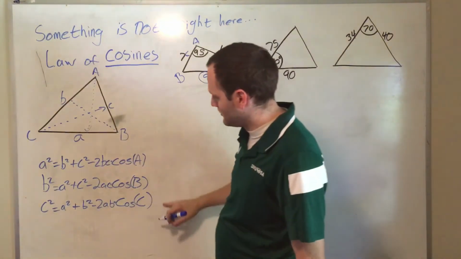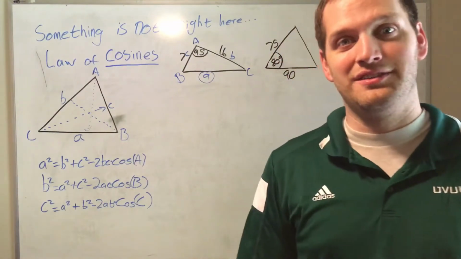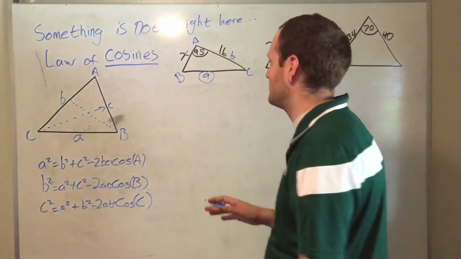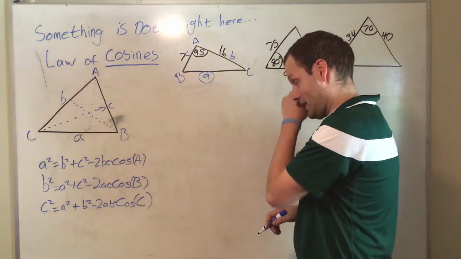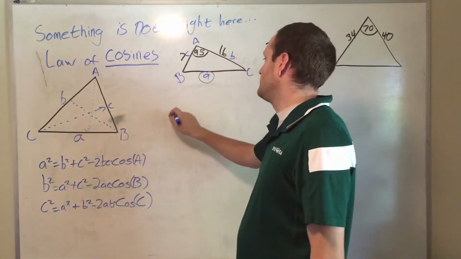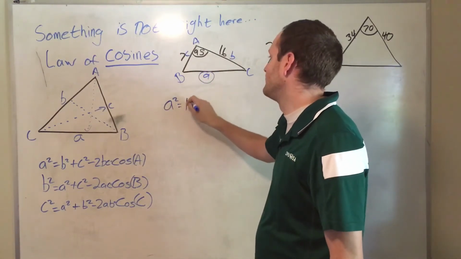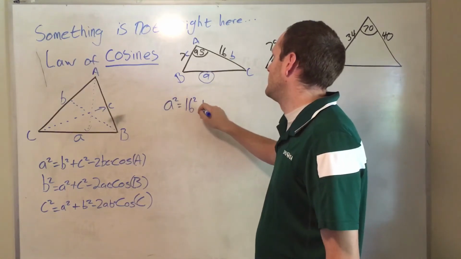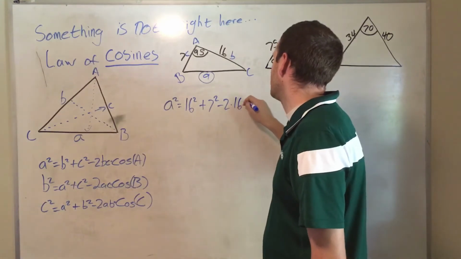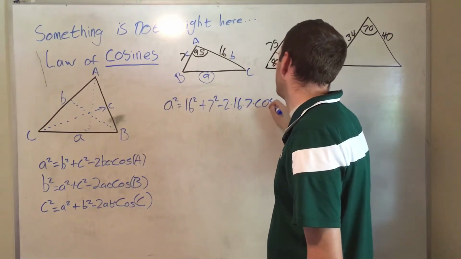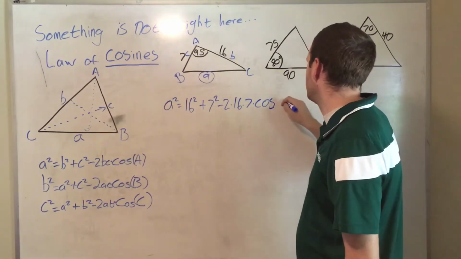Which of these equations am I going to use, first, second, or third? I can actually use any of them, especially if you have a TI Inspire calculator. It's awesome. But to make things easier, we're going to use the first one. So a squared equals b squared, plus 7 squared, minus 2 times 16 times 7 times cosine of 95.